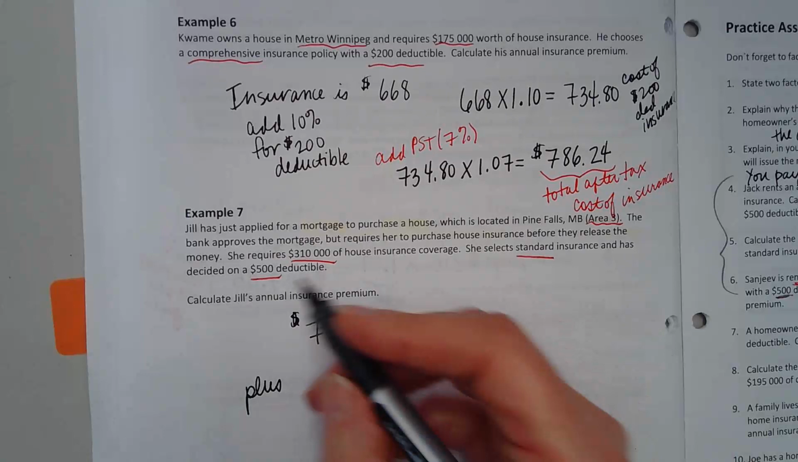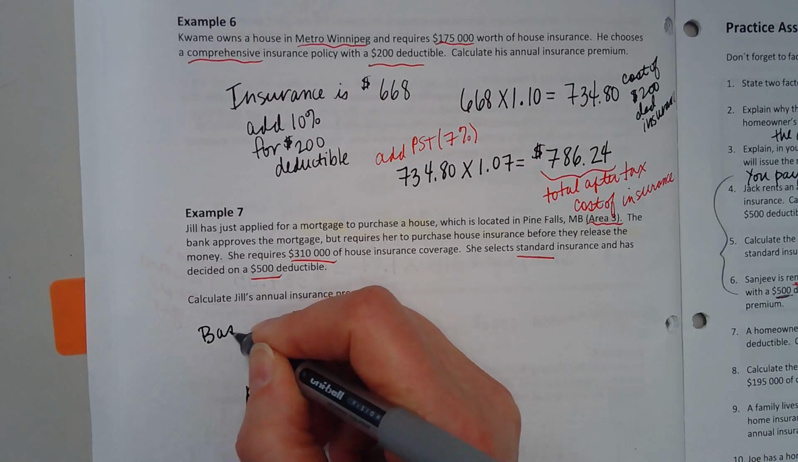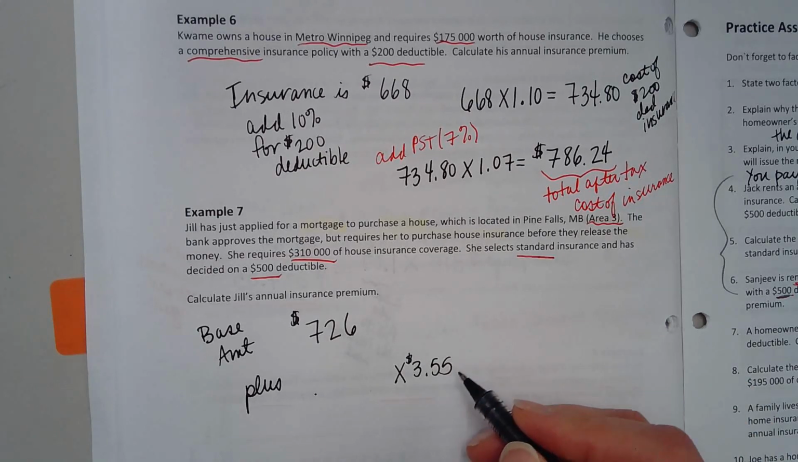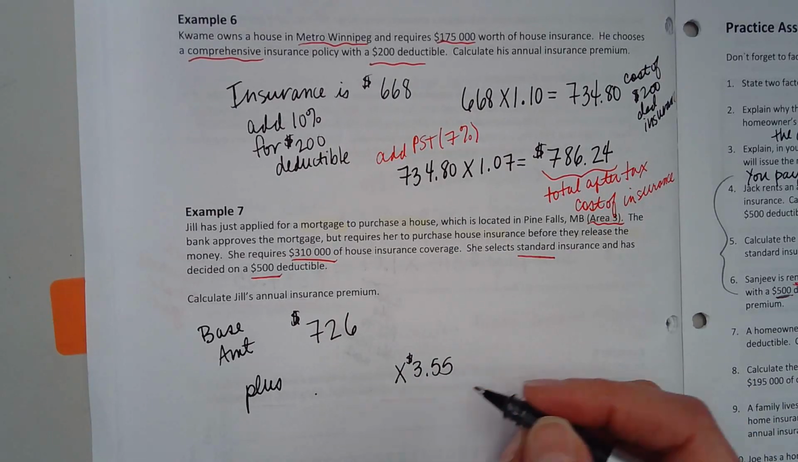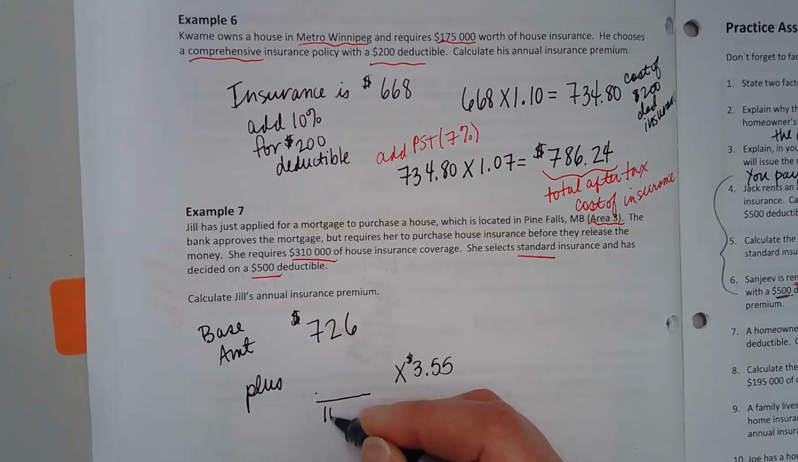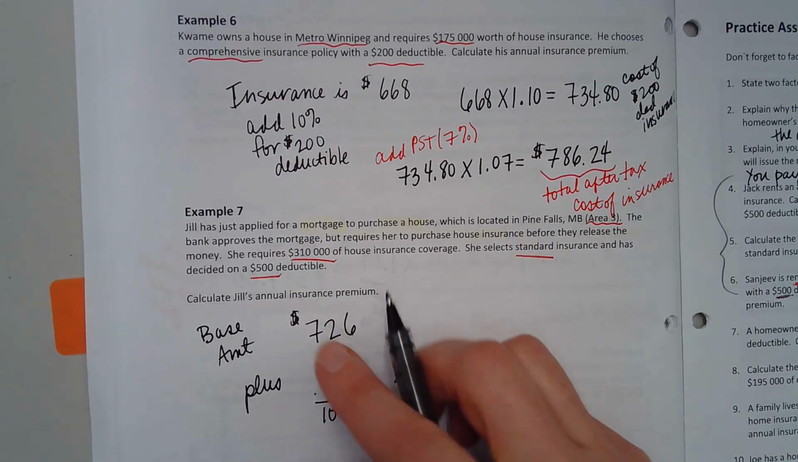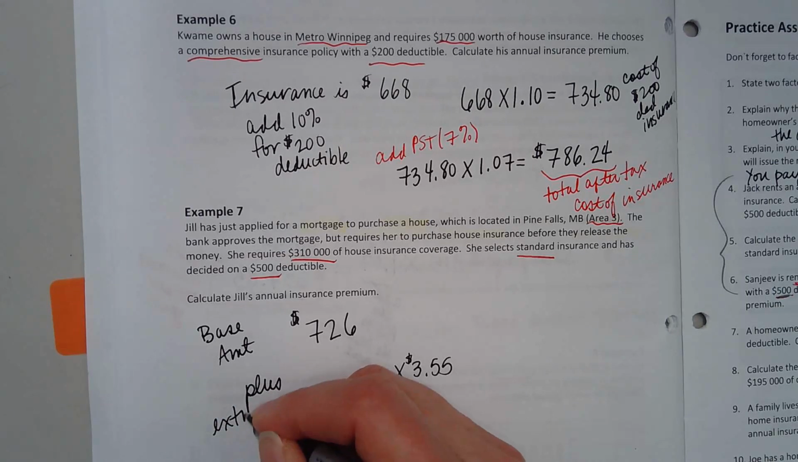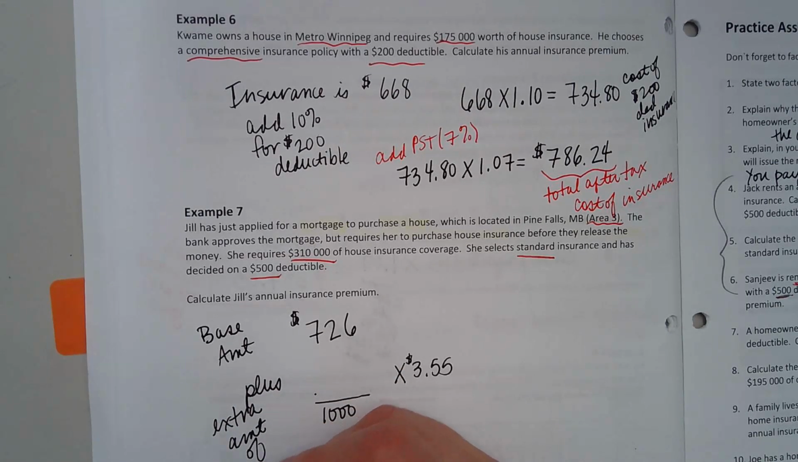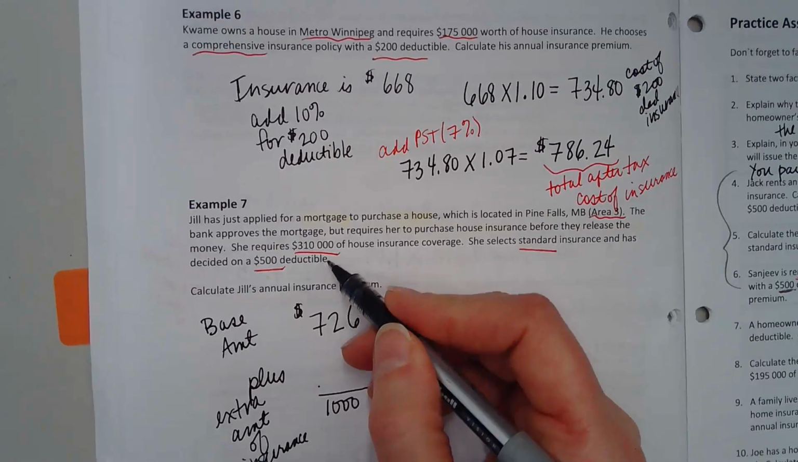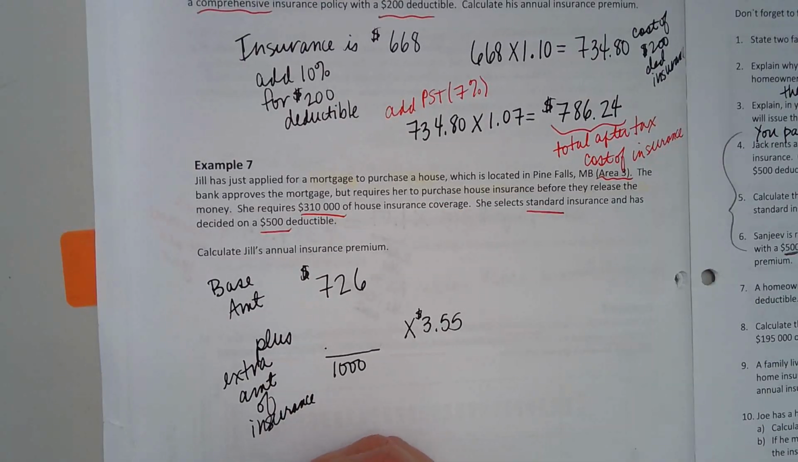I'm just going to write my numbers down. This is my base amount, the starting amount, plus, okay, remember how to use this number? How do I use this number? It's a divide by 1,000 formula, right? And what amount has to go here? This is the extra amount of insurance, right? So the extra amount of insurance is going to be how much extra 310 is.